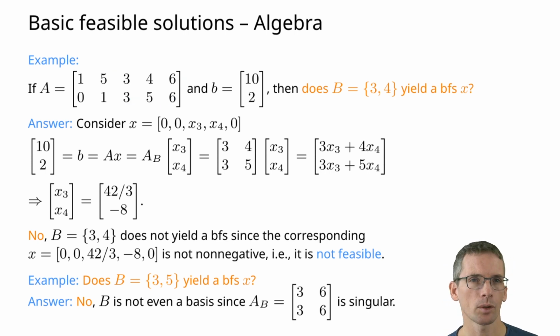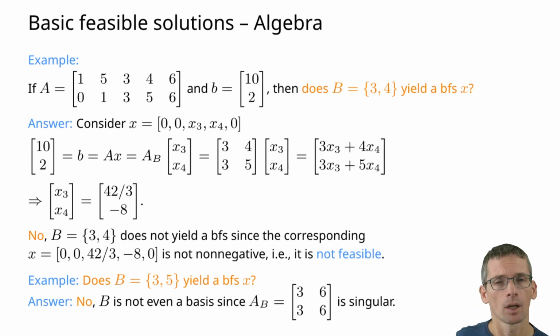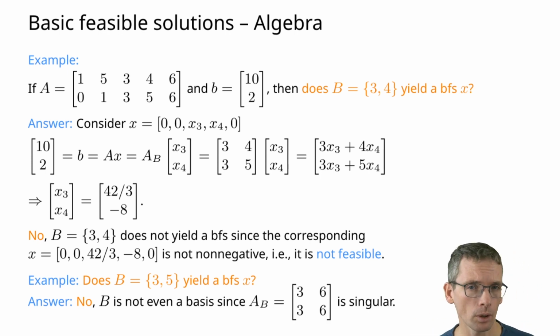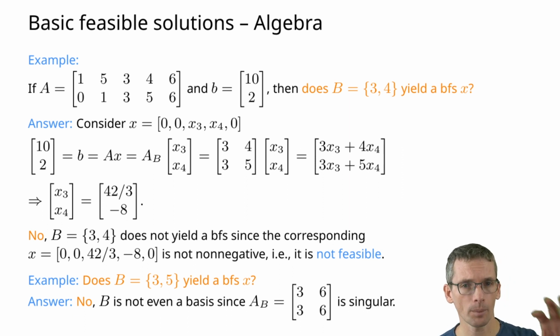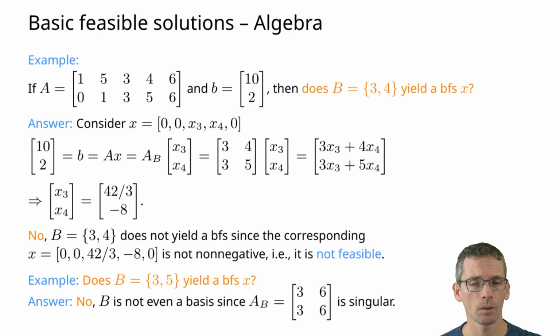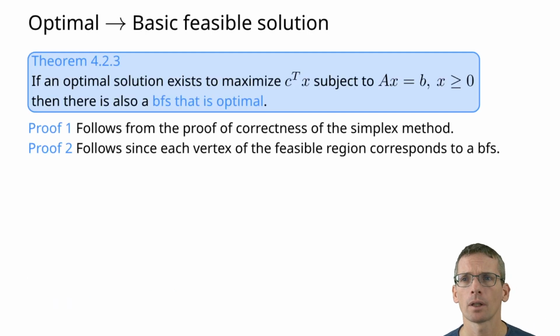So when I introduced basic feasible solutions, I already said that we're interested in them because they correspond to corners, and because this also means that the optimal solution will be a basic feasible solution. So let's put this into a theorem. This theorem states that if there is an optimal solution for our linear program, then there is a basic feasible solution that is optimal.